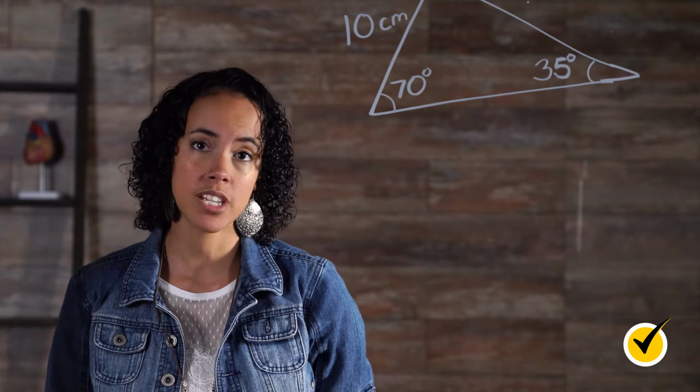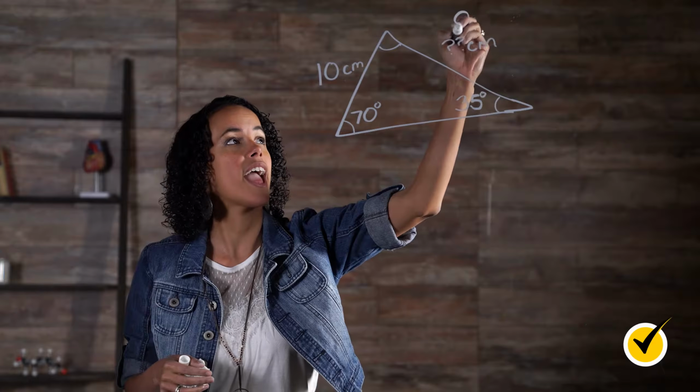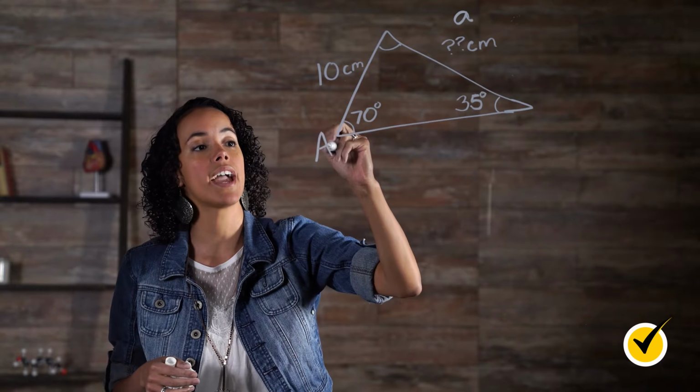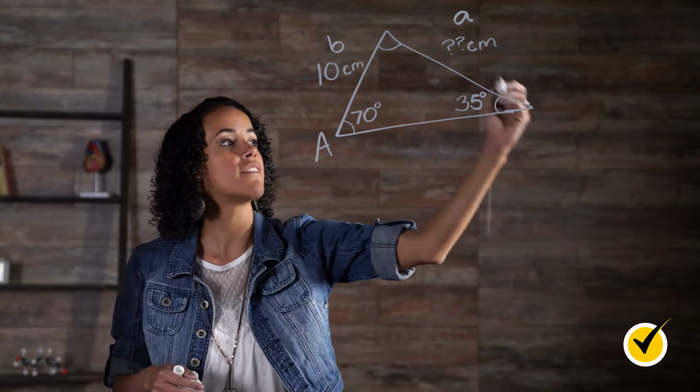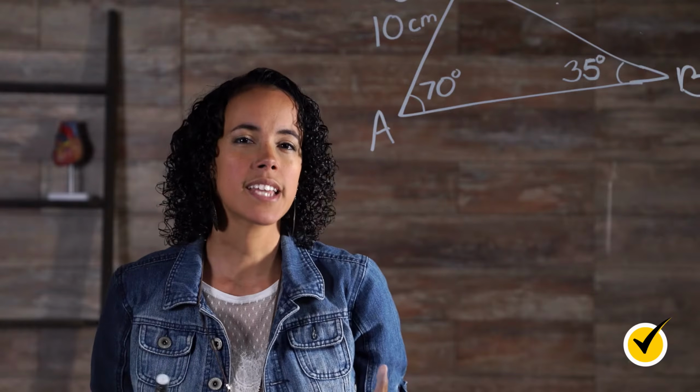It doesn't matter which side we call a and which side we call b. Let's call our missing side a and its opposite angle A. And we have that as b and the opposite angle B. In this case, we don't need side c or angle C at all.